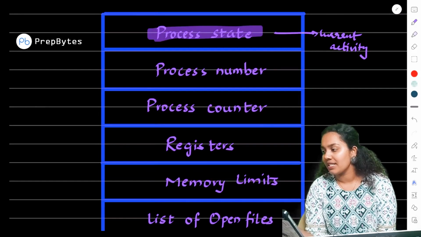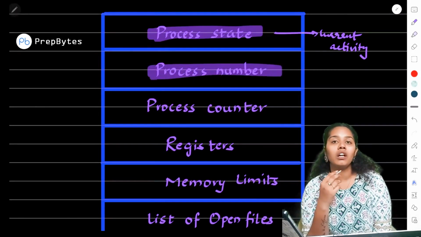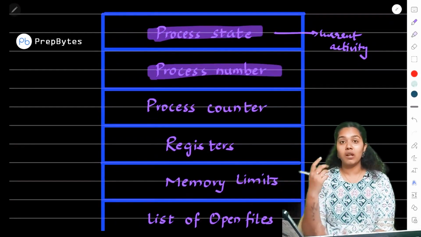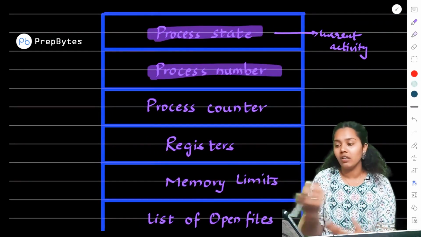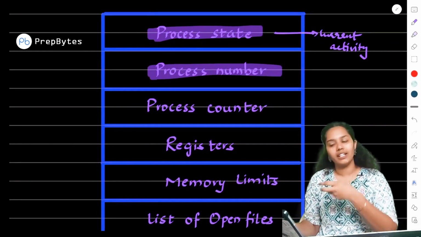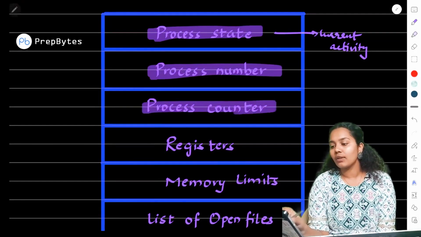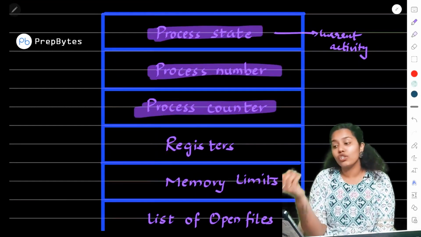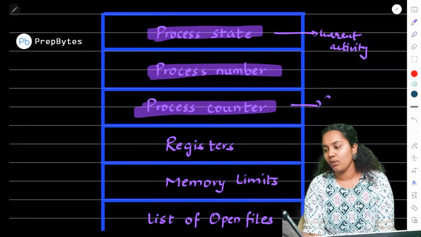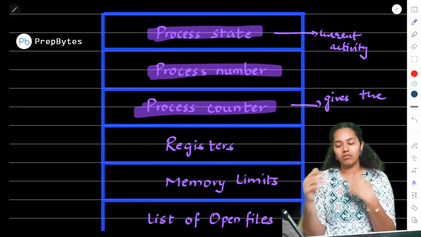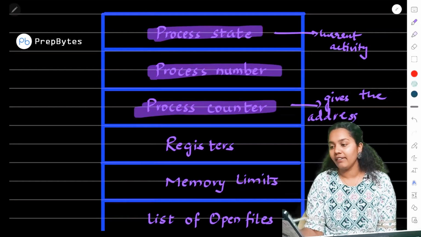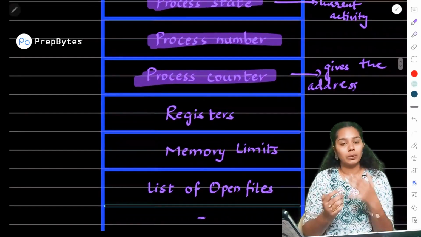Now, process number. Imagine you are a student, you will have a roll number and a registration number. If you are an employee, you will have an employee ID. So process number is kind of an ID. Now the program counter gives us the address of the next line to be executed. Whatever the next line that needs to be executed, it will give the address of that particular line.